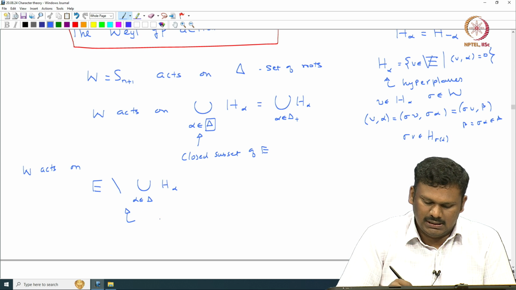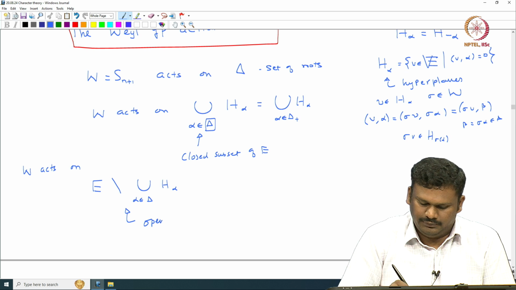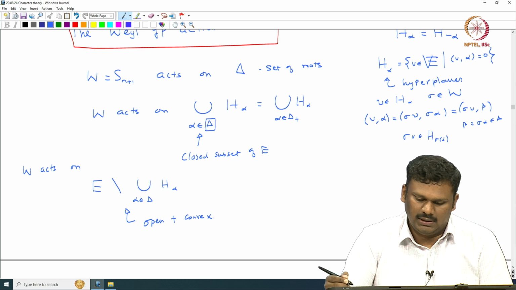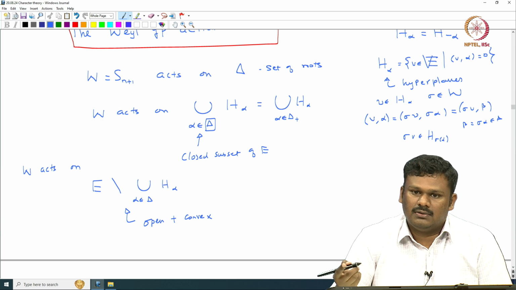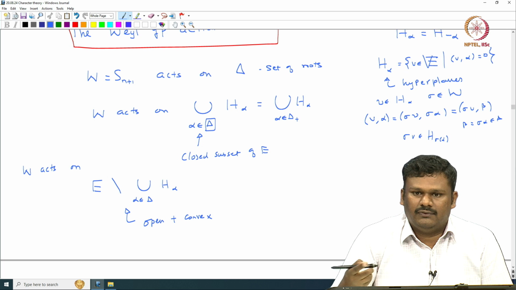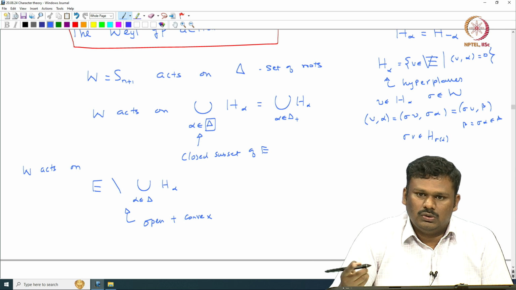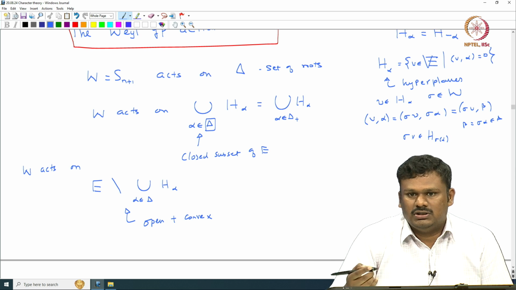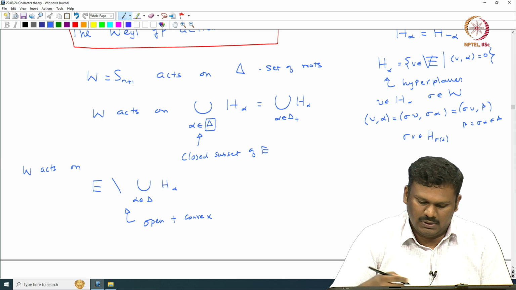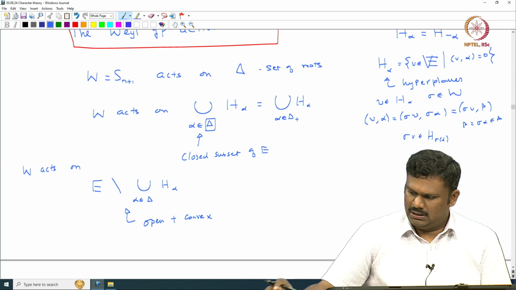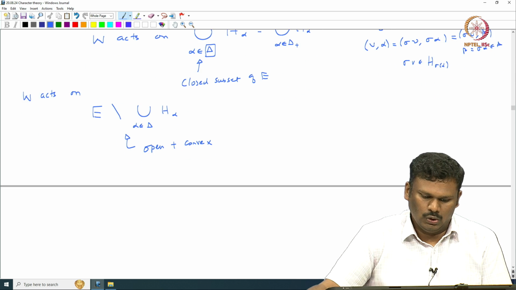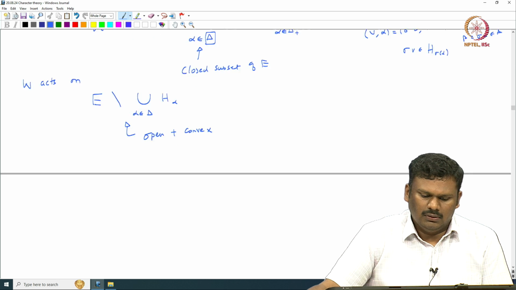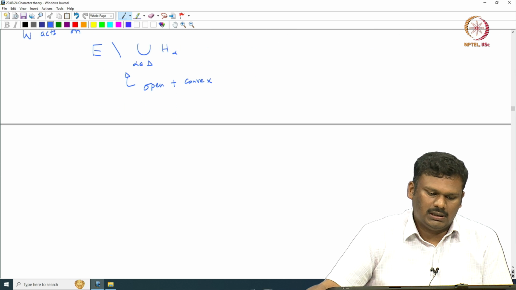You can easily see that this is nothing but open, and this is convex. That is easy to see, because the H alphas are like hyperplanes, one dimension less. So if you take the union of them and then take the complement, you will get a huge open set which will be a convex set. This is something very elementary, it comes from Euclidean geometry, and I am not going to prove it here.